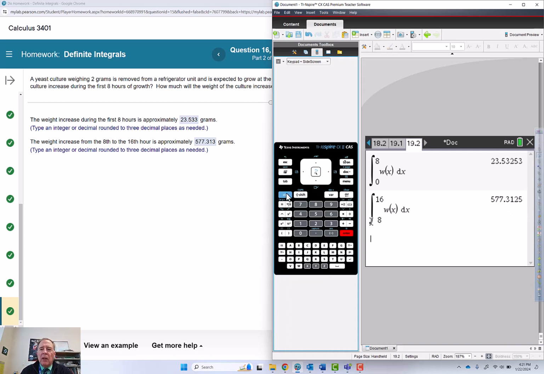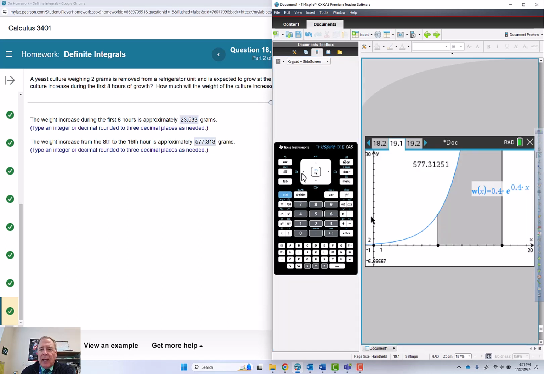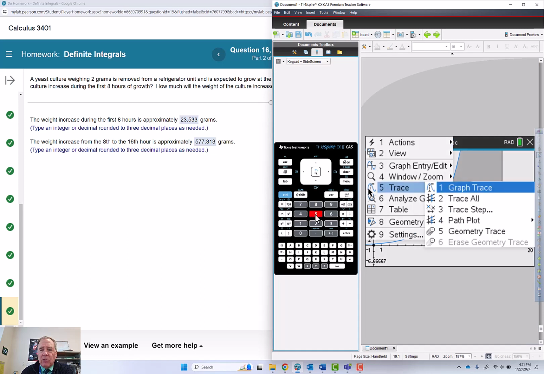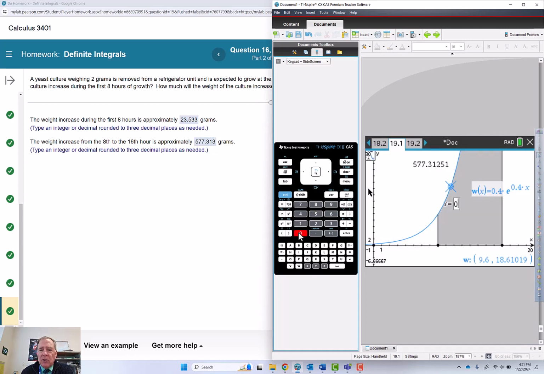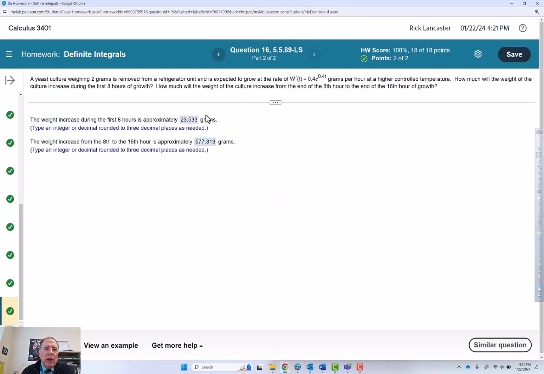577.313. And if I wanted to know exactly what the weight was at any of these times, so after 8 hours, I would have to add 2 grams, because that's what we started at t equals 0. Menu, trace, graph trace, 0. Well, we were at 2 grams, but the rate is this. So we'd have to add 2 grams there and 2 grams there to find out what the actual weight was.